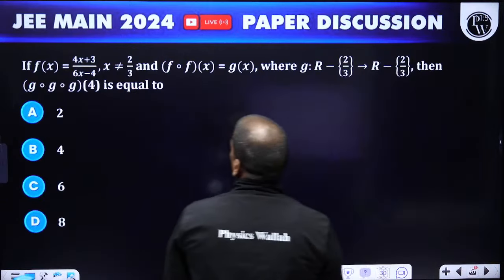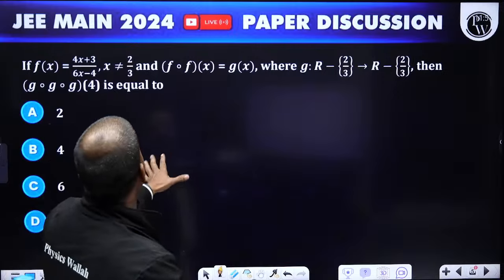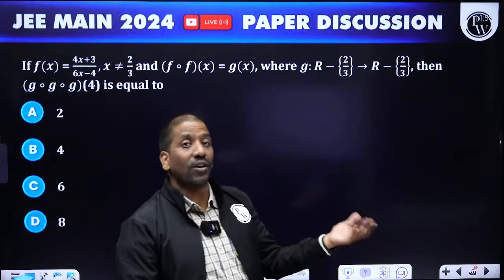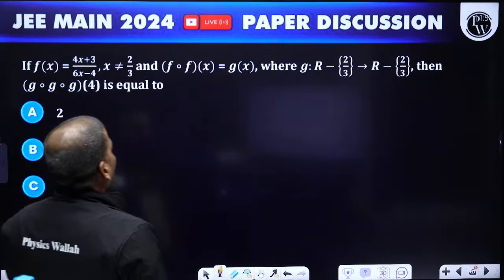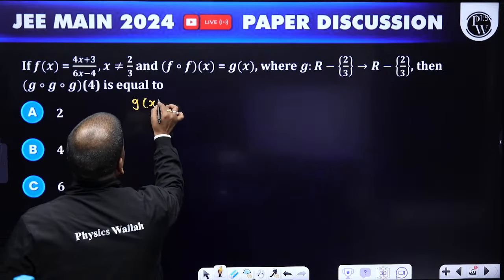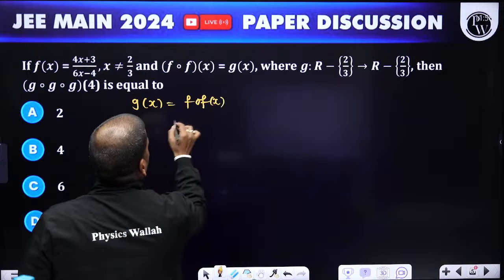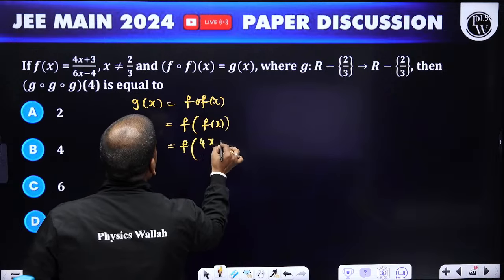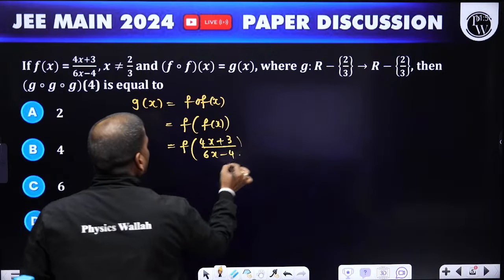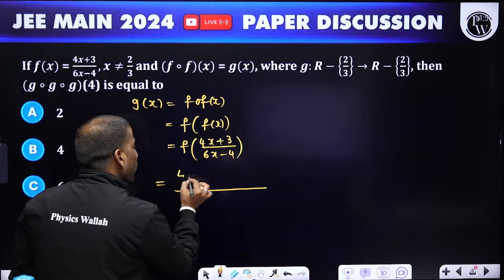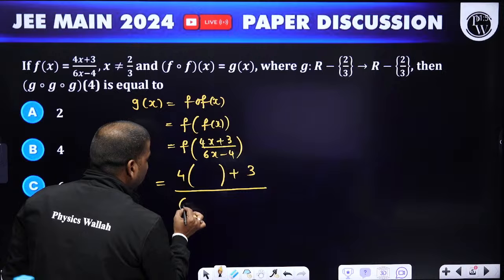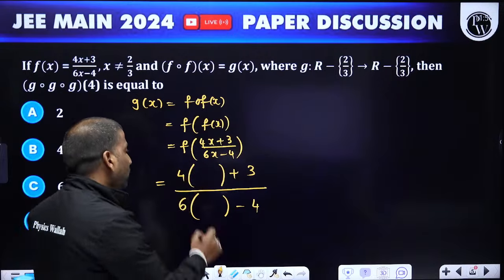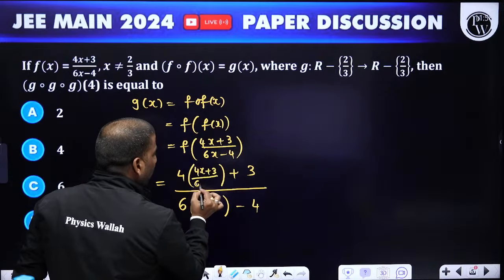Now, next question. f of x is equal to... this time we got the composition of two functions. In all previous papers, most of the questions were different, not a composition. But this time we got the composition. In this composition, g of x is equal to f circle f of x. What is f circle f of x? f of f of x, what does it mean? f of (4x plus 3 by 6x minus 4). The easiest way without any confusion is, wherever x is there, we keep one bracket. Don't write anything in this step. Just keep one bracket here. But what is there in place of x? 4x plus 3. Now you can just replace. That's the simplest way without any confusion.